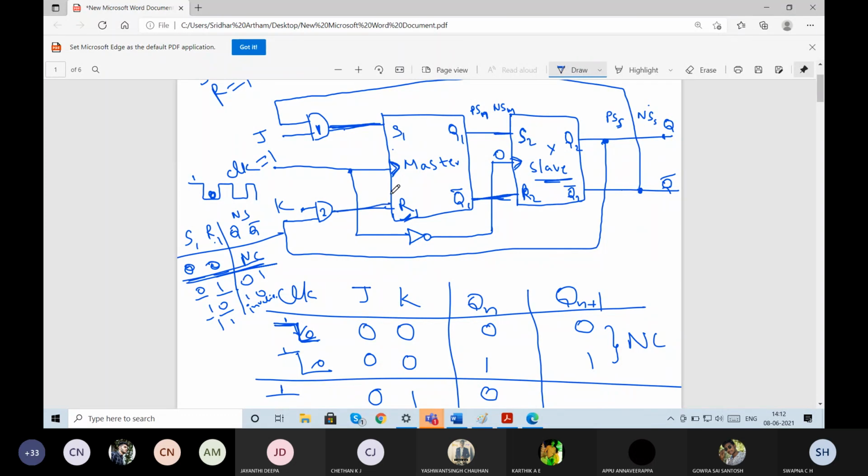Okay, so when master gets clock value as 1, it will check for the inputs. Okay, so input S1 and R1. S1 and R1 it is getting from the AND gates. So for that reason I'll just consider the present state to be 0. If Q is 0, Q bar will be 1. Okay, so this 1 is fed to the first AND gate, and Q, which is nothing but 0, is fed to the second AND gate. Now the J value is 0 and K value is 1. Okay, so this much I have done.